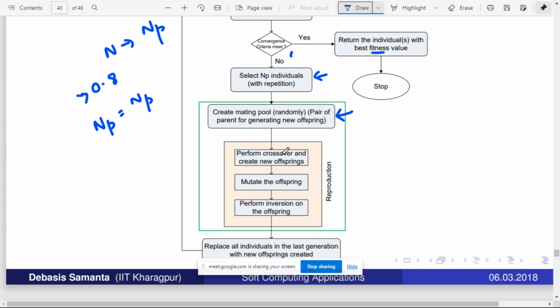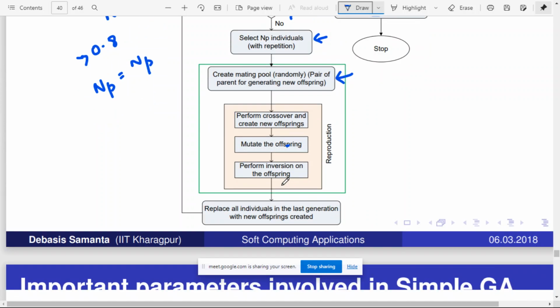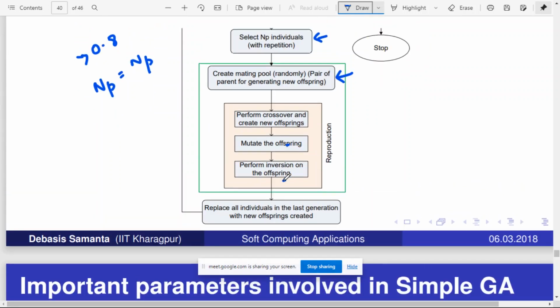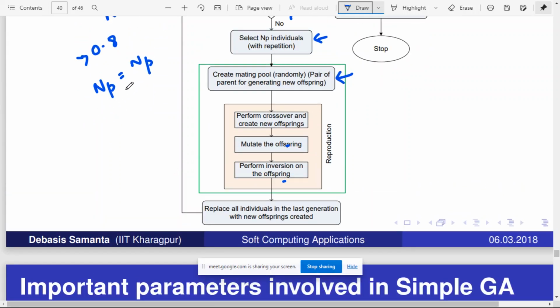And then we perform reproduction. Reproduction involves these three operations: crossover, mutation, and inversion. All these operations were performed, and new offsprings were reproduced. Obviously there are NP parents, so there will be NP offsprings.